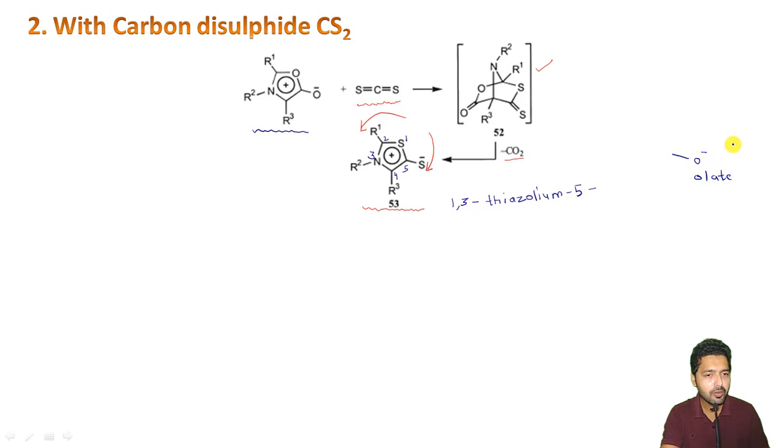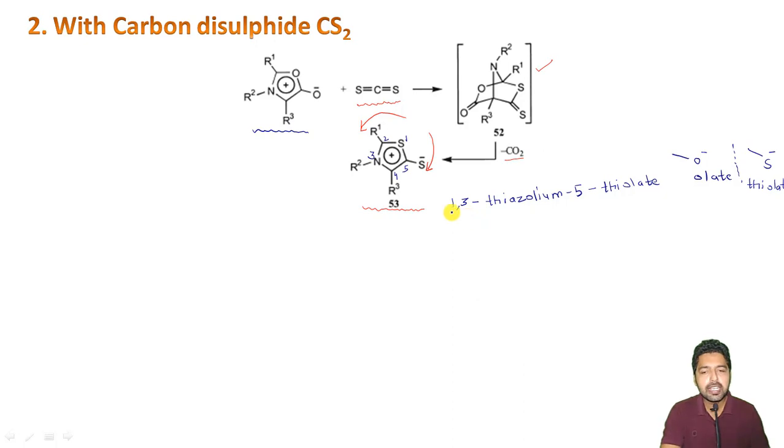And now on 5 I am not having a single bond oxygen negative, I mean olate, but I am having a single bond sulfur negative. So this will become a thiolate, right? So let me write here the word thiolate.